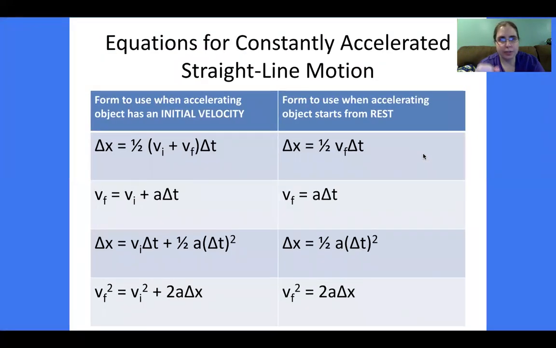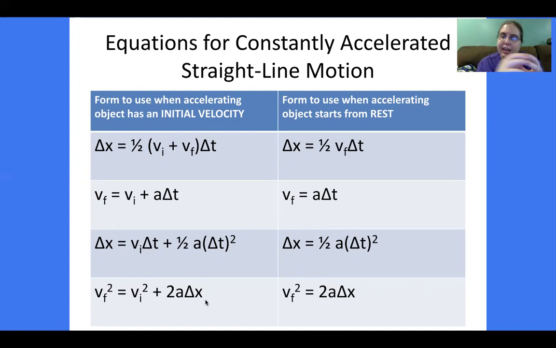Here are some of the equations for constant acceleration in straight line motion, so one dimensional or one direction. This form is used when the accelerating object has an initial velocity, so it's already moving at some velocity and then accelerates from that. These are the equations we talked about. Delta x, displacement, equals 1/2 times initial velocity plus final velocity times time. Final velocity equals initial velocity plus acceleration times time. Displacement equals initial velocity times time plus 1/2 times acceleration times time squared. And final velocity squared equals initial velocity squared plus 2 times acceleration times displacement.